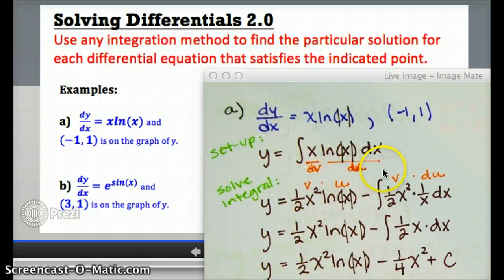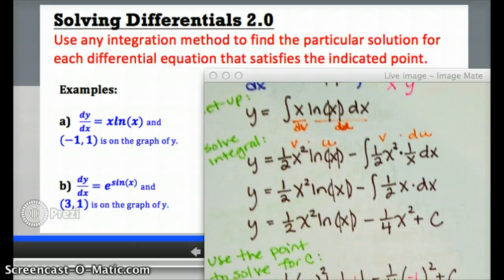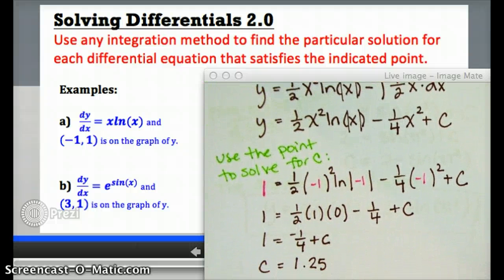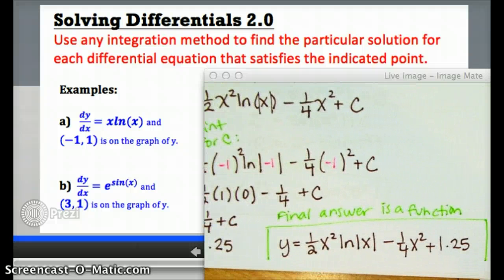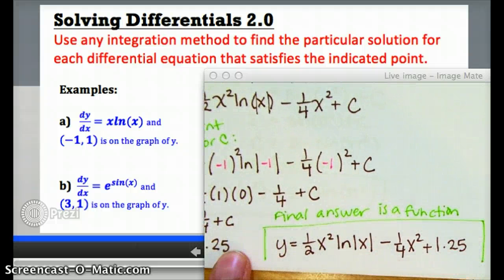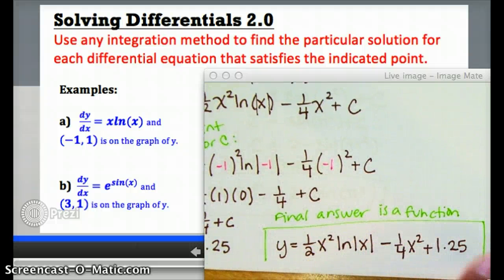Next, you'll solve the integral, and you can do it by any method. I used integration by parts. I also added an absolute value symbol here that's going to be important later on. That should have been in the original problem. Once you've got your solution, which is a general solution because it has a plus c, I'm now going to plug in the point to solve for c. So then you plug in x and y, it looks like this. And once you have your c, your final answer is the function, where you put the c that you solved for into that general solution.